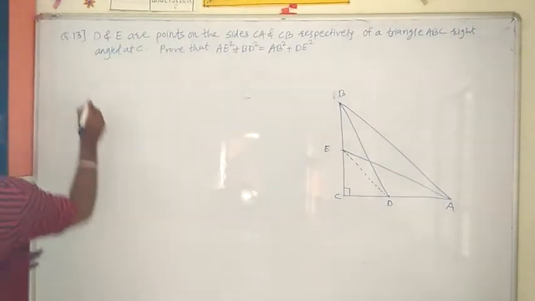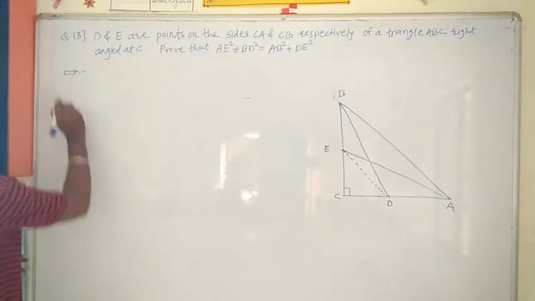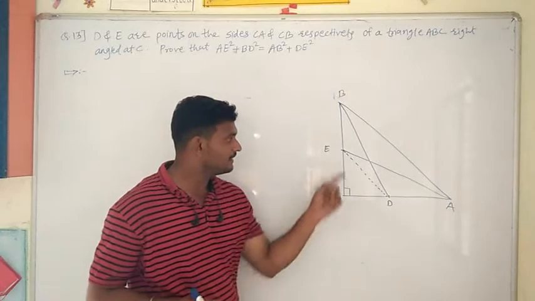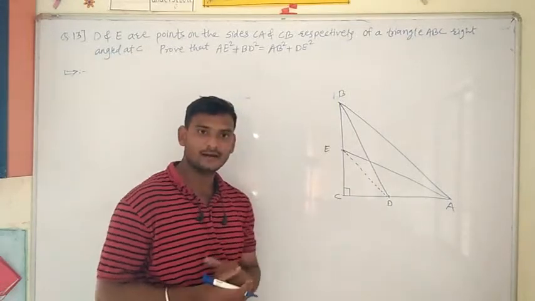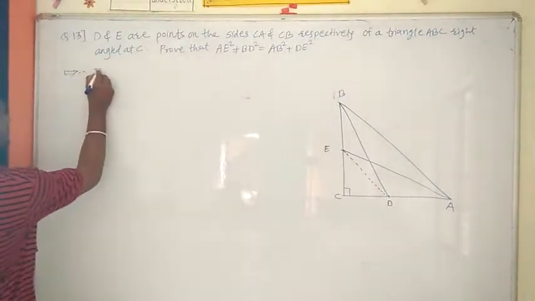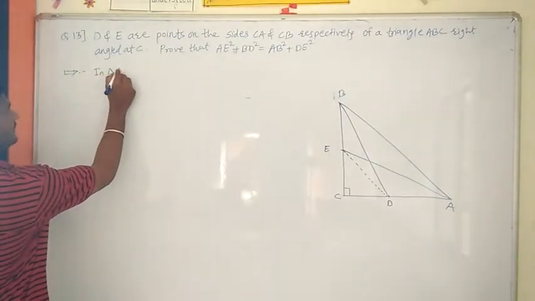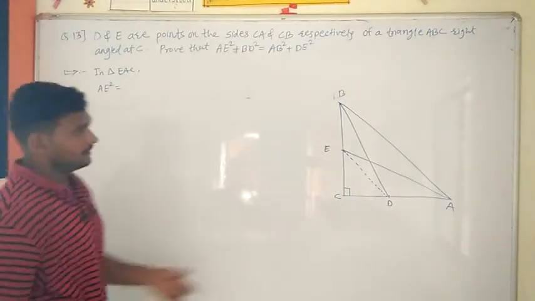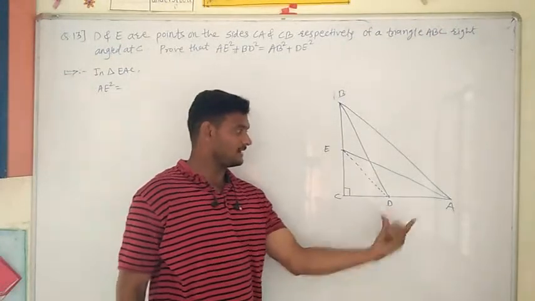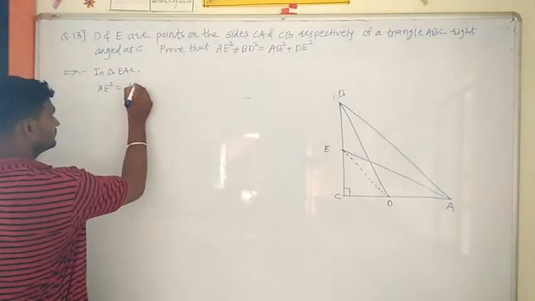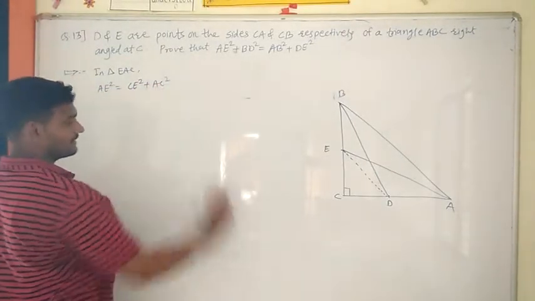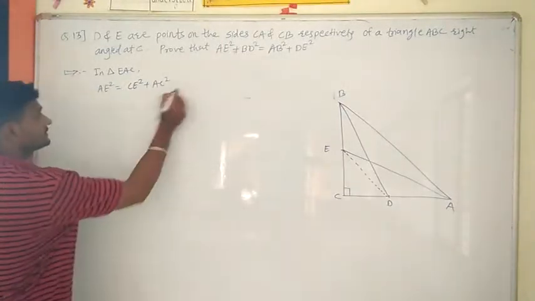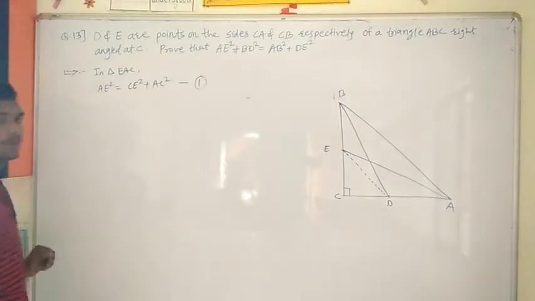See how to prove this solution. First, what we want is AE square. In which triangle will we get AE square? See here, in triangle EAC, can we get AE square? Yes. In triangle EAC, AE square is equal to CE square plus AC square. Can I write CE square plus AC square is equal to AE square? Therefore, we got this, and write it as equation number 1.